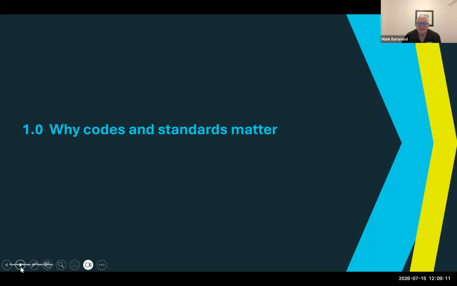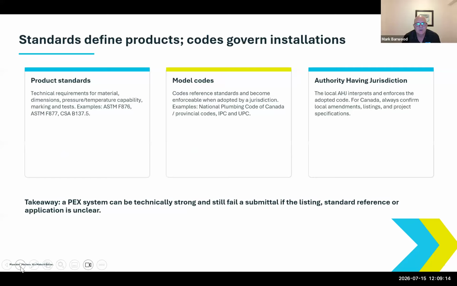So why do codes and standards matter? Just to know that there's lots of product standards. A product standard, for instance, will be ASTM F876, which is like the granddaddy of everything to do with PEX. It encompasses stuff like dimension and tolerances of PEX, pressure ratings, burst pressure, hydrostatic sustained pressure testing, chlorine resistance, UV resistance, degree of cross-linking, environmental stress cracking resistance, and then also how the pipe has to be marked.